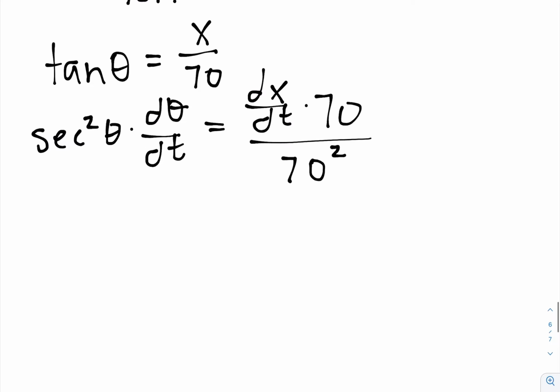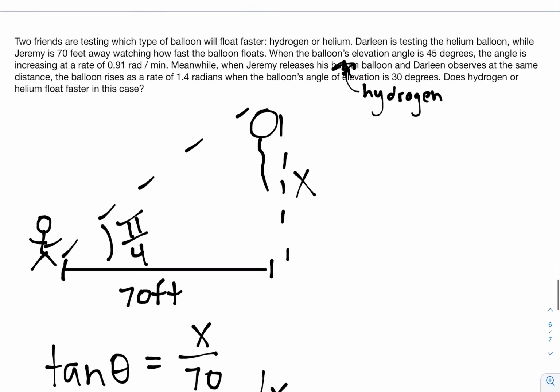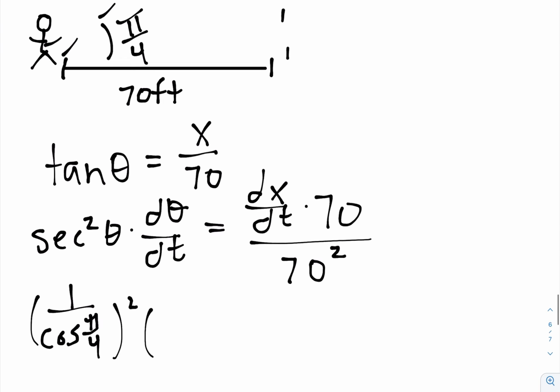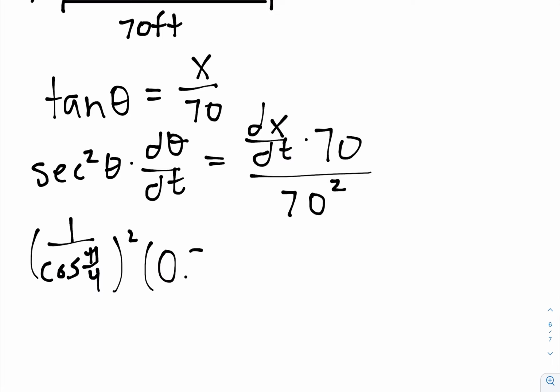So secant squared theta, that's just 1 over cos theta squared. So 1 over cosine of pi over 4 squared times d theta by dt for Darlene. That was 0.91 radians. Okay, dx by dt, that's what we're trying to find.